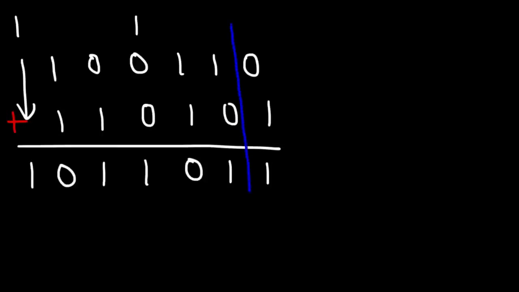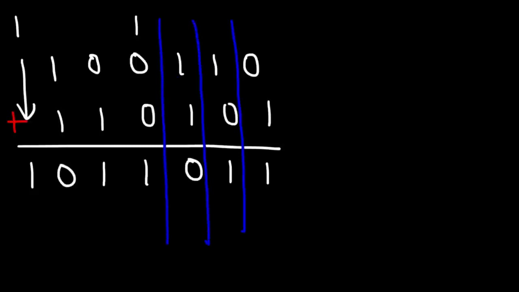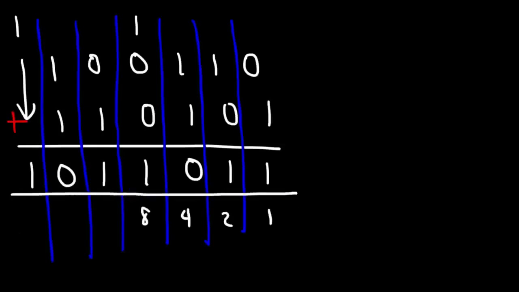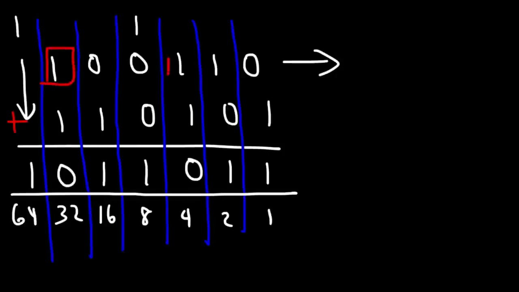So now let's confirm our answer. But let's separate everything into columns, just like we did before. So this is going to be 1, 2, 4, 8, 16, 32, and 64. So let's get the decimal equivalent of the first number. So we have a 32 plus a 4 plus a 2. 32 plus 4 is 36 plus 2, that's 38.